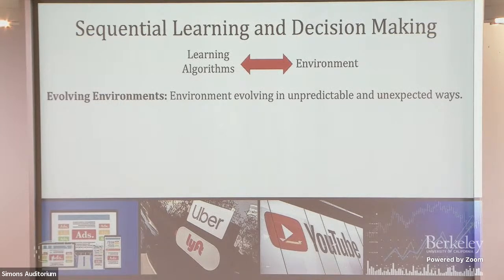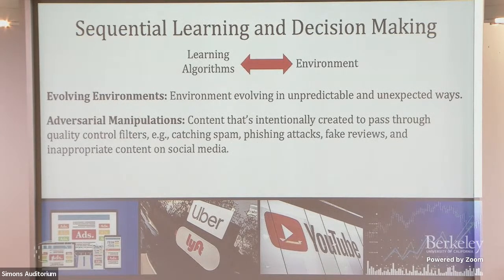That could be something like a stock market. But also, a lot of times, it's evolving because of some adversarial manipulation or other strategic manipulations. For example, sometimes content, like YouTube content or your spam box, is created to pass through a filter. You might keep changing this filter, but people who are generating this content also want to get around the filter and get the spam into your mailbox or get the video to pass through the quality control and be posted.